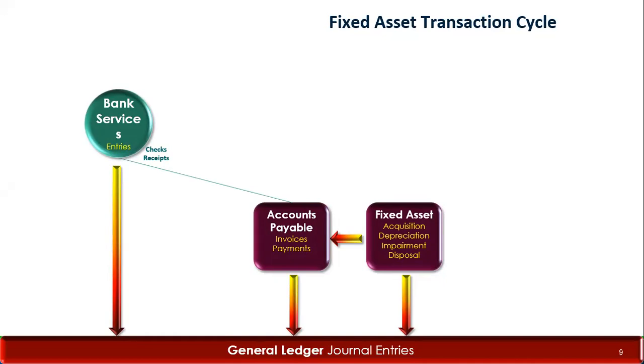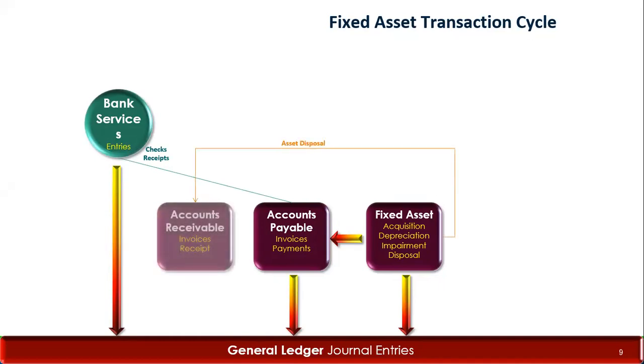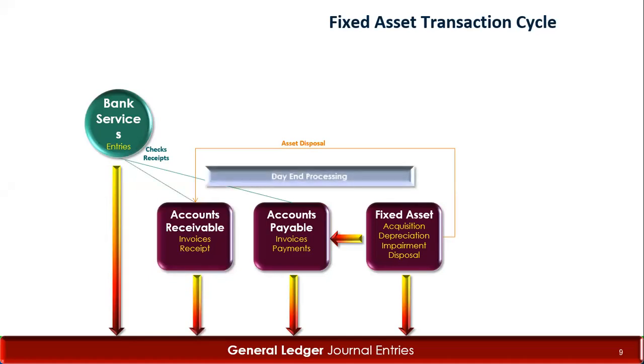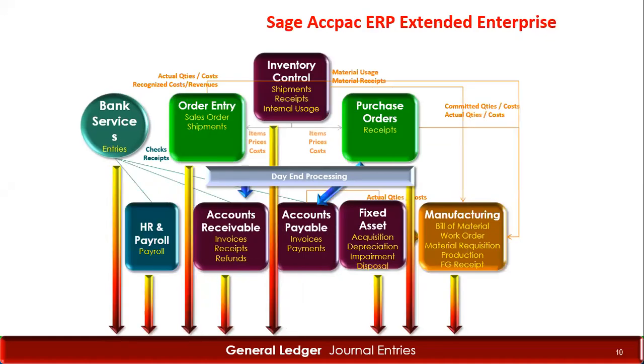So fixed asset is linked to account payable. Account payable is linked to bank. And then asset disposal means that at the end of the day, when you have fully depreciated your asset, or maybe sometimes you have not fully depreciated, you just need to let go of that asset. You are going to raise an invoice to the customer, the person who is going to buy it. So asset is also linked to account receivable. Okay, so that's the interconnectedness of all the modules on the software, right?